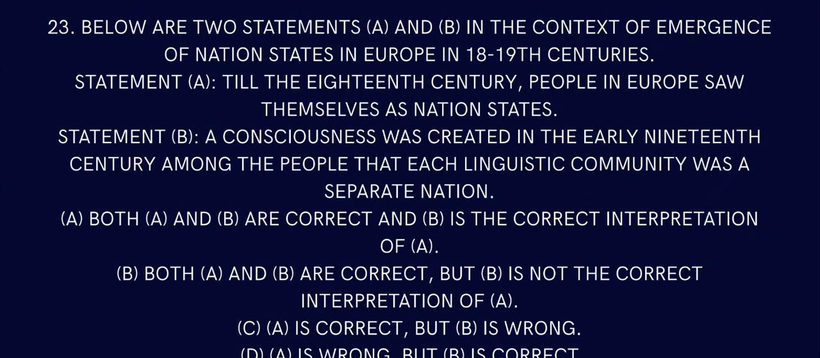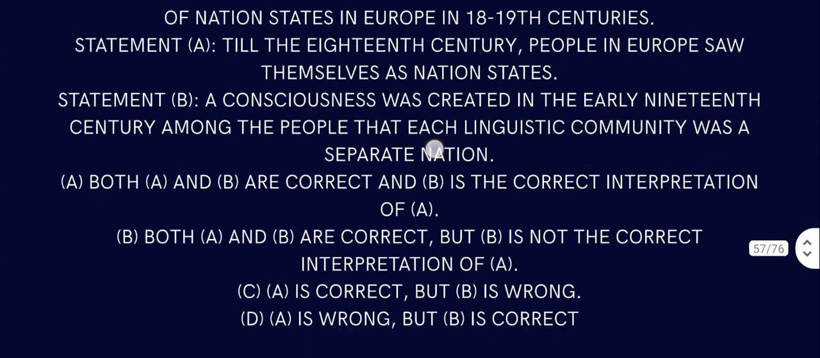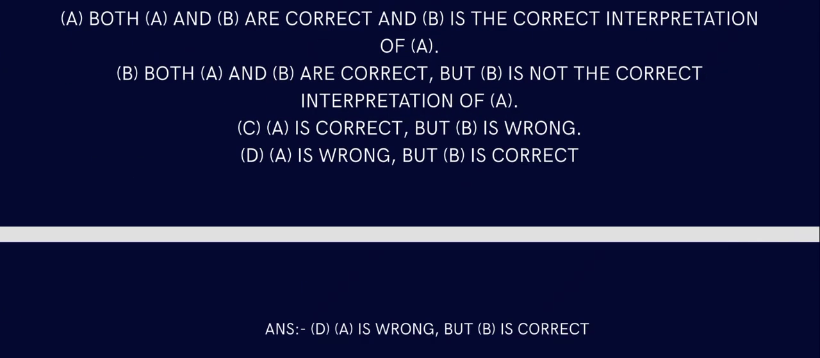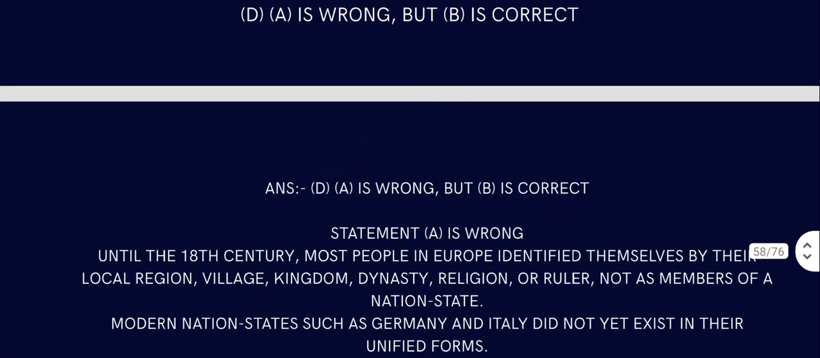Both A and B are correct, and B is the correct interpretation of A. Both A and B are correct, but B is not the correct interpretation of A. A is correct, B is wrong, and A is wrong, B is correct. So the answer is A is wrong, but B is correct.